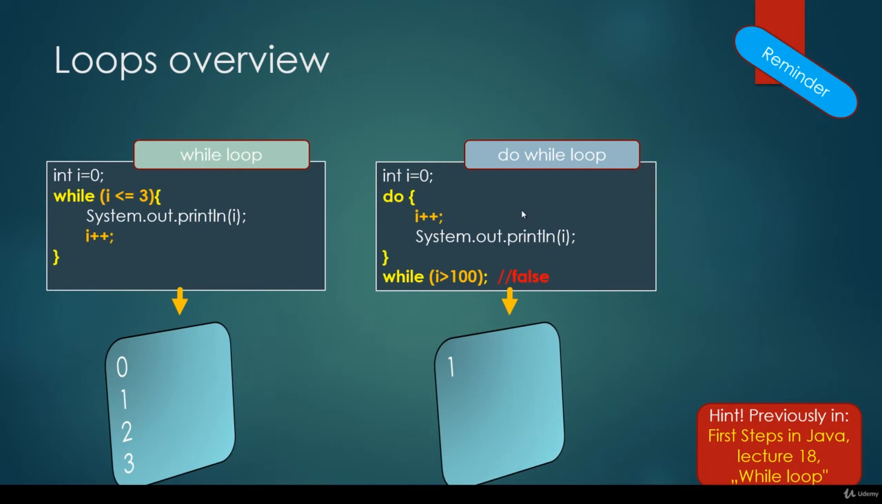So at the beginning we do some operations. Here we just print out the incremented value of i. This is why 1 is going to be printed out. And then we check some condition. 1 is not greater than 100, which means that the condition is false and Java is going to terminate the do while loop. Okay, so while is going to check the condition at the beginning, while on the other hand, the do while loop is going to check the condition after doing a given operation.